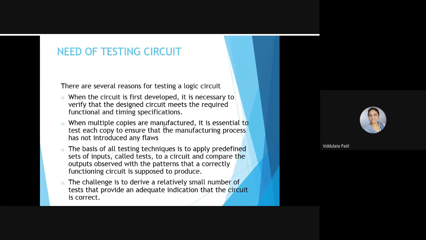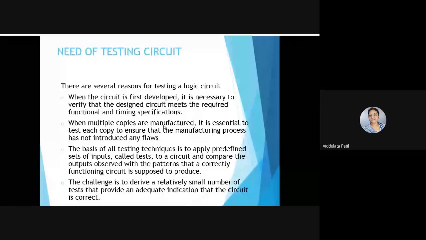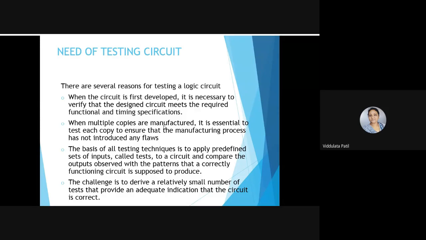Again, suppose we are making multiple copies of our design. When multiple copies are manufactured, it is essential to test each copy to ensure that the manufacturing process has not introduced any flaws. That is another reason for the testing of logic circuits. Whenever you were doing practicals of digital techniques, you must have faced problems where one IC is working properly and another is not, so you are not getting the desired result even though the IC is new. This is because of manufacturing process flaws, the faults encountered during manufacturing. Though the design was proper, certain flaws are still present because of the manufacturing process.